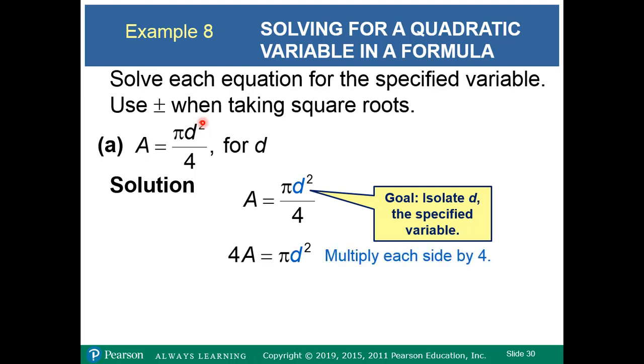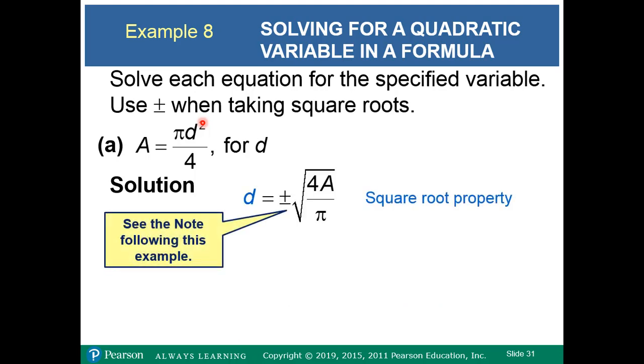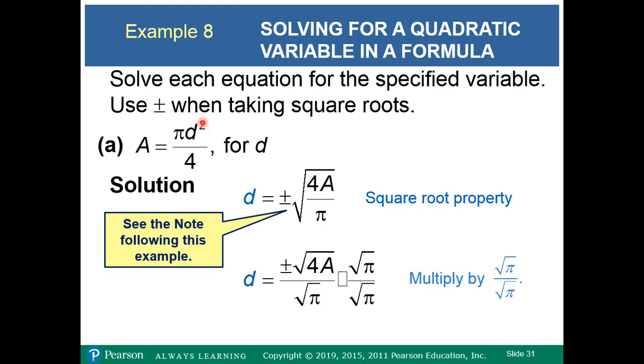So again, we multiply both sides by 4 to get rid of the 4 on the right, and then we divide each side by pi to get rid of pi. And now this is where we're going to take the square root of both sides, and we get the plus or minus. Okay, and now in this case, we could take the 4 out and simplify it. But we also have this square root of pi, and we don't want square roots in the bottom.